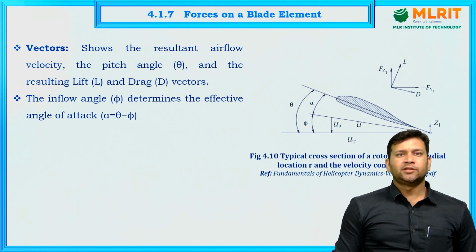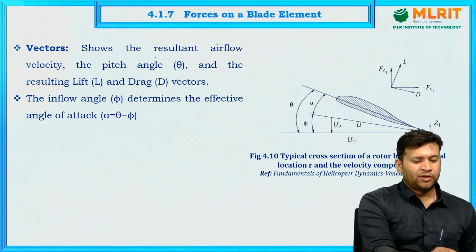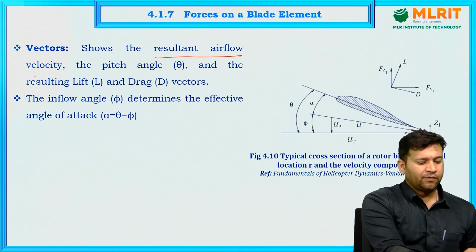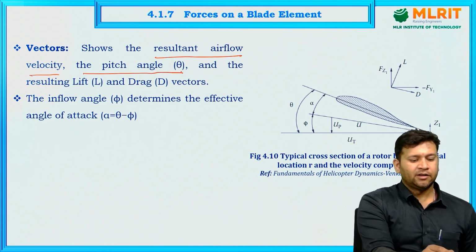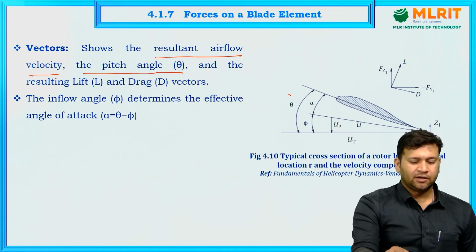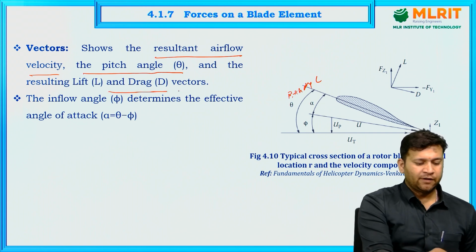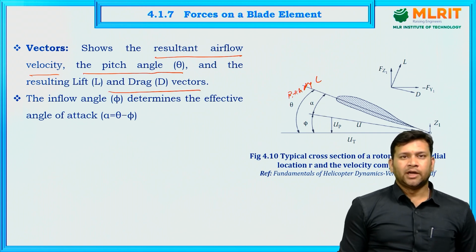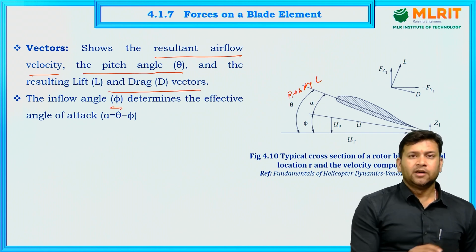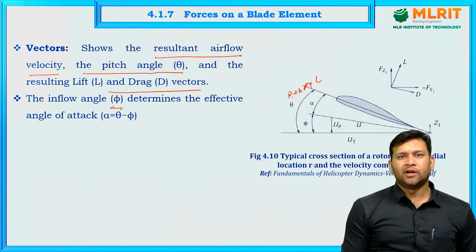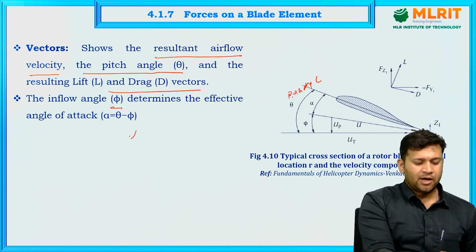Here in this image, the vectors show the resultant airflow velocity, the pitch angle denoted by theta, this is the pitch angle, and the resulting lift and drag vectors. The inflow angle phi determines the effective angle of attack, which is alpha equals theta minus phi.